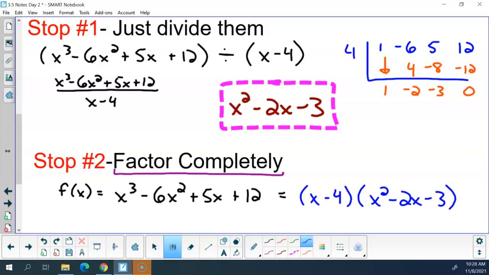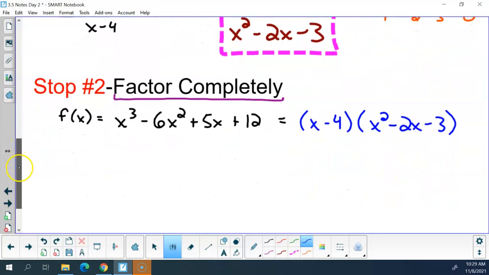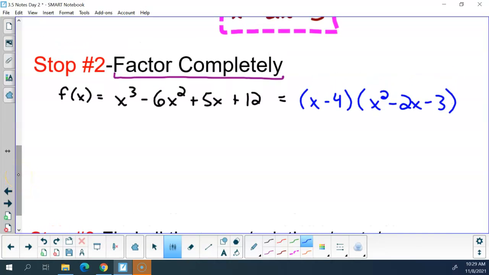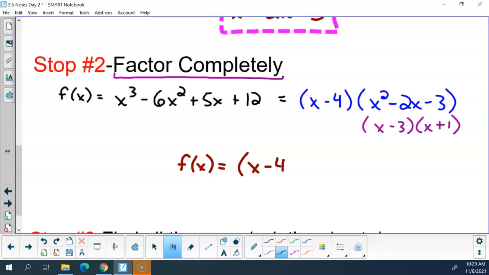Everybody agree with all of that? Because we divided x minus 4, it came out to be x squared minus 2x minus 3 with no remainder. Is that factored completely? No. So what do we need to do? Factor completely. Are there two numbers that multiply together to be -3 and add to be -2? -3 and +1. So factored completely, f of x would be x minus 4 times x minus 3 times x plus 1.